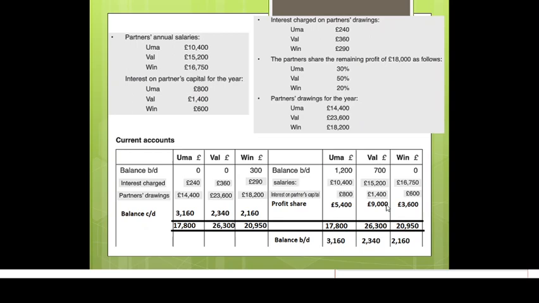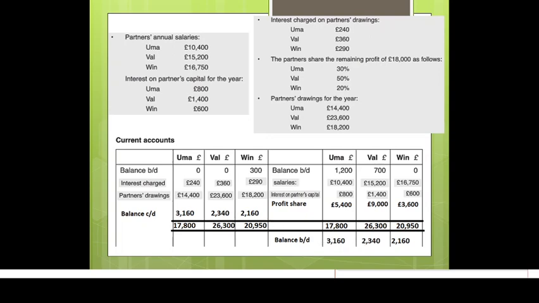So you have the profit share, which is an increase, and then you have drawings, which is a decrease. Okay, and then you total up the figures. So UMA, credit side is higher, take it across, difference above. VAL, the credit side is higher, you add the four figures up, 26,300, take it across, carried down is your difference above. And then you have WIN, where you add the three figures up, you take it across, and the difference above. These are your carried down balances, which become your brought down balances for the next period.